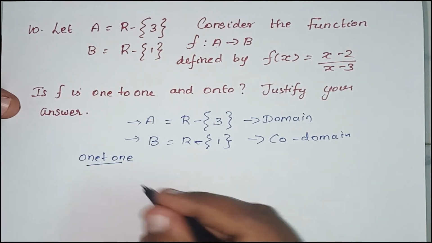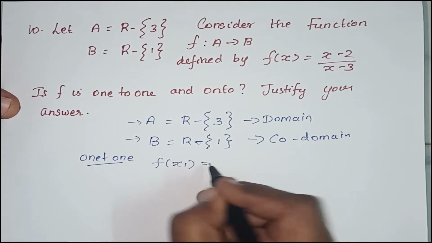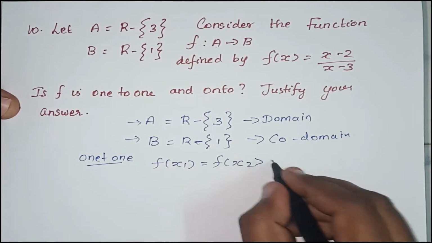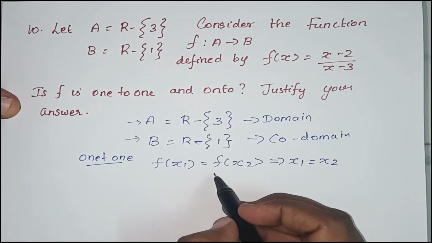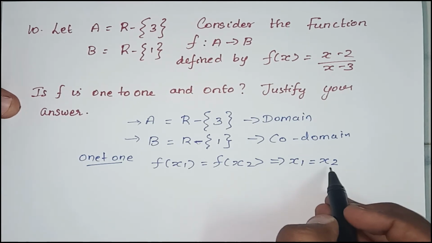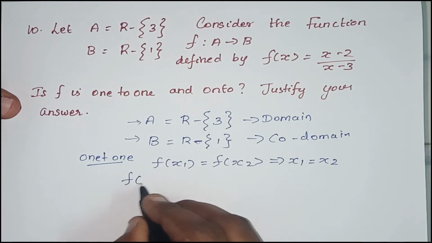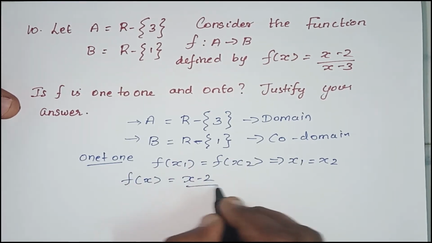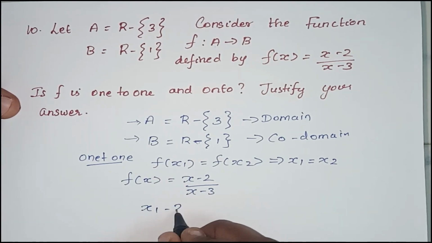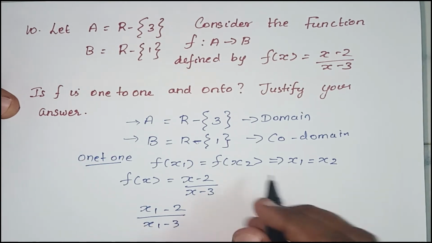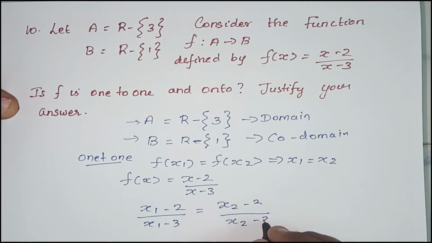for one-to-one we need to justify that f of x1 is equal to f of x2 gives x1 equal to x2. We need to prove this equation. Here given is f of x is equal to x minus 2 divided by x minus 3. So f of x1 is nothing but x1 minus 2 divided by x1 minus 3, and f of x2 is nothing but x2 minus 2 divided by x2 minus 3.